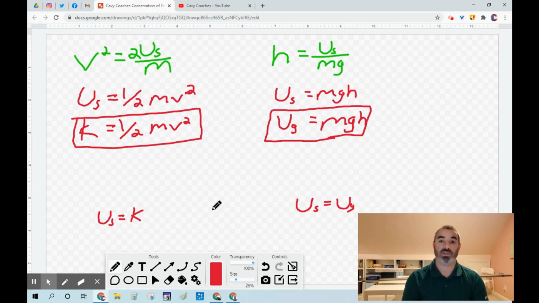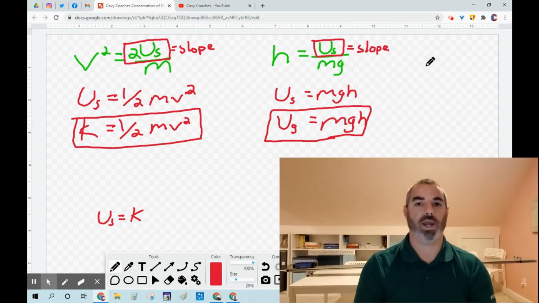So to wrap up this lab, remember that the y-intercepts were both 0. 0 meaning if you don't have mass, you don't have an object to accelerate for either of the situations. Now the slope value, this is the slope value of the velocity squared versus 1 over mass graph, which was twice the stored spring energy, and this is the slope value for the height versus inverse weight graph. So the slope was the stored spring energy.